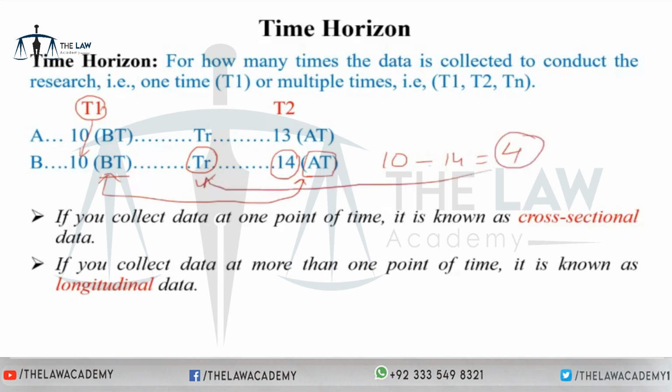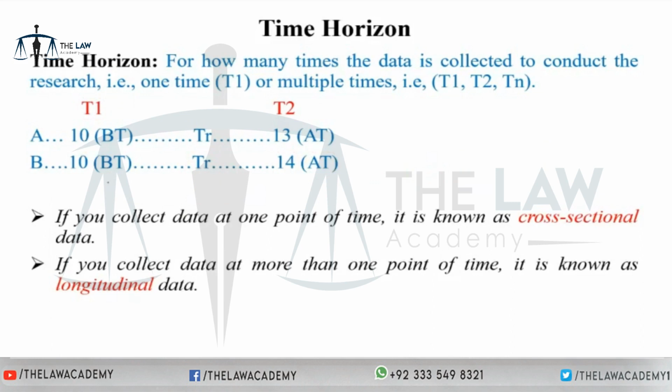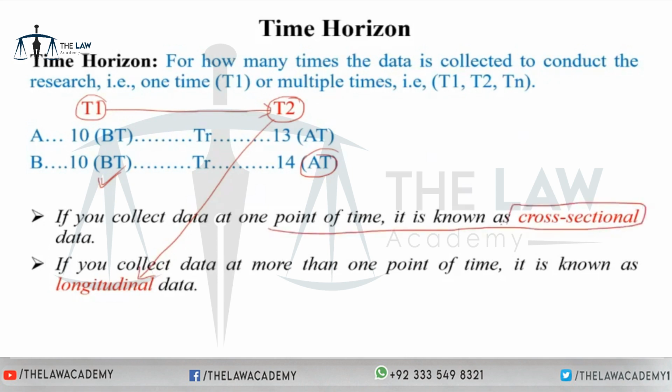That means there is an improvement of 4 products per day because of this training. But in order to do this kind of research, you had to collect data before, which is T1 before training, and then after training, which is your T2. So you're actually collecting data twice from the same person at different times. So this kind of data collection will be known as longitudinal, T1 and T2. And if you're only collecting data at one point of time, this will be known as cross-sectional data.